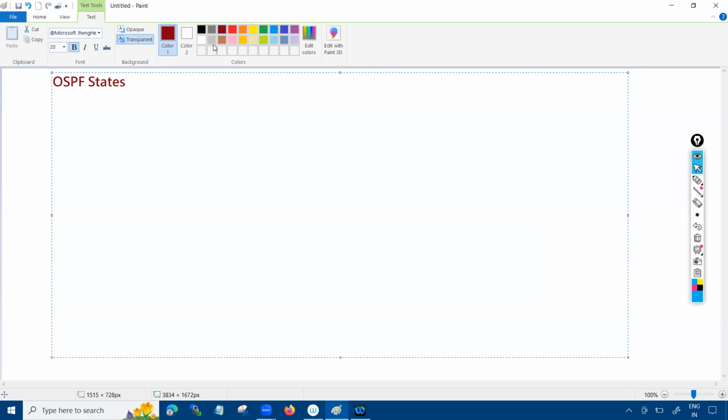So the first state of OSPF I talk about is the down state, right? In a down state, what happens basically is my neighbor is down, and we are not able to exchange, right? The routers don't exchange any hello packet. So normally the interface is down, basically, we can say that.